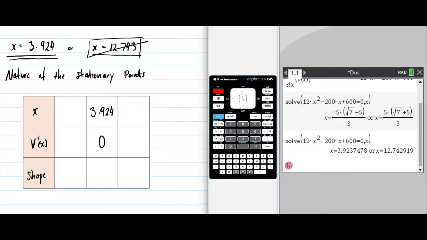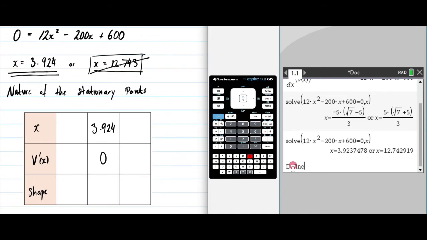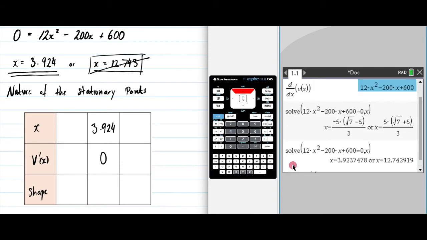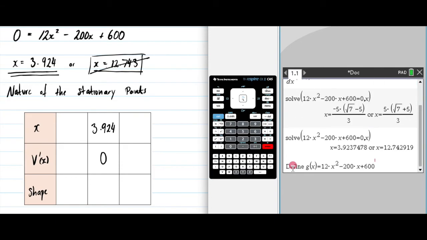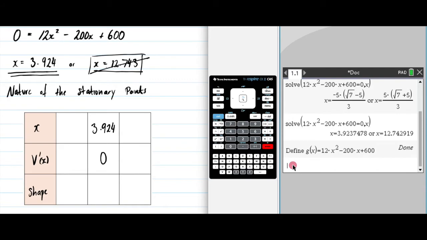So let's begin by defining our derivative as g of x. That's just going to make our lives a little bit easier. So which one is our derivative? That one right there is our derivative. So we're going to define g of x as that. Done. So we know if we were to go g of x and put in this value right here, 3.92 whatever, we know if we were to do that, we're going to get 0 out.